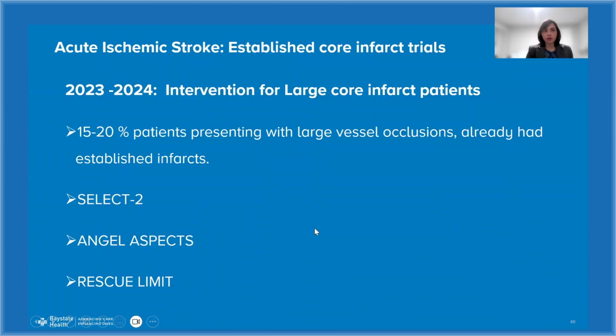Those were the patients that were studied more recently in 2023, 2024 in trials, and we call those large core infarct patients. And that means they are presenting with large vessel occlusions. They already have a big stroke on the scan. Would they still do well if we offer them endovascular treatment? And the answer is yes. They do better compared to someone where we've not offered endovascular treatment.